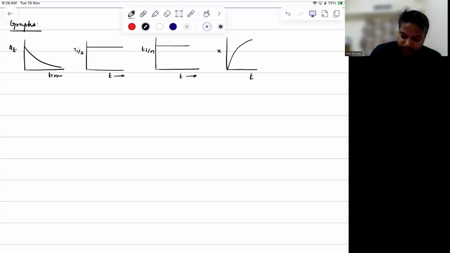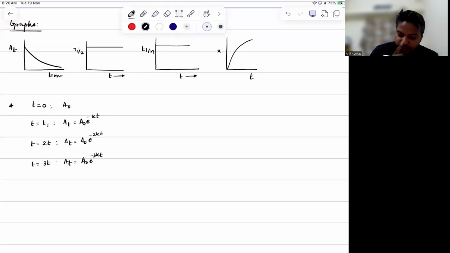You got to also see that suppose if T is equal to 0, initial concentration is A naught. And if T is equal to T1, concentration is AT, which is equal to A naught e raised to power of minus K into T. And if time T equal to 2T, then AT will be equal to simply A naught e raised to power of minus 2KT. And if time T equal to 3T, it will be AT is equal to A naught e raised to power of minus 3KT and so on. So you can see there is a geometrical progression which has been observed.